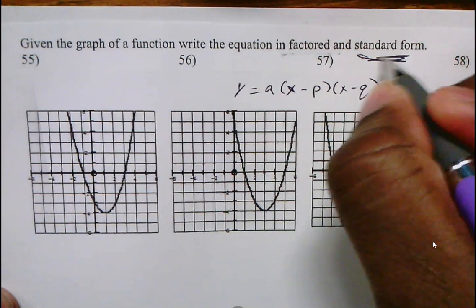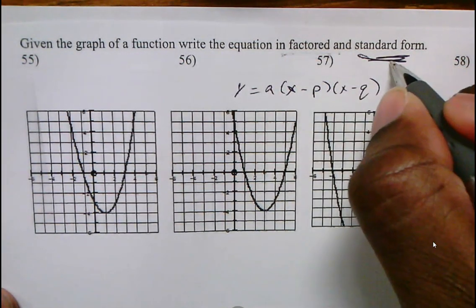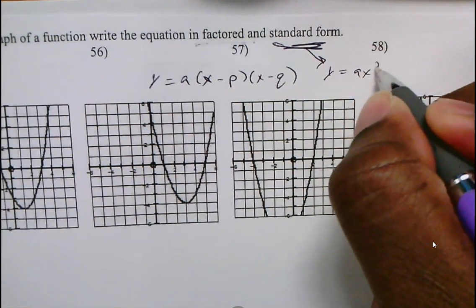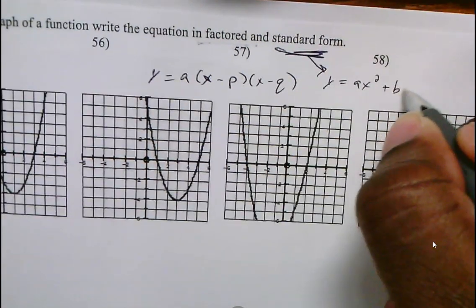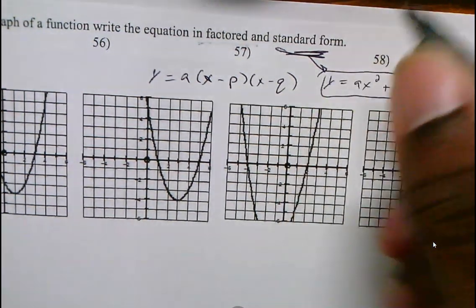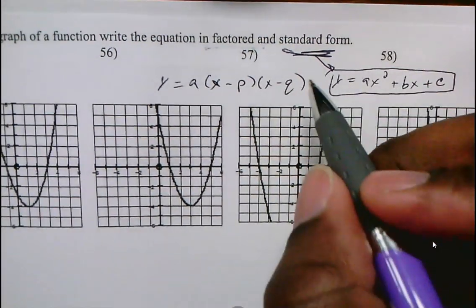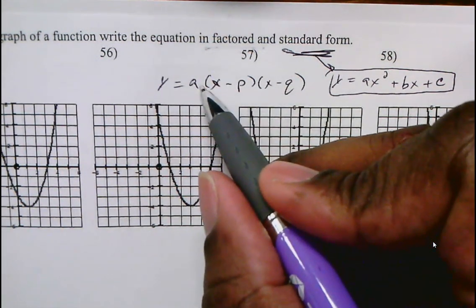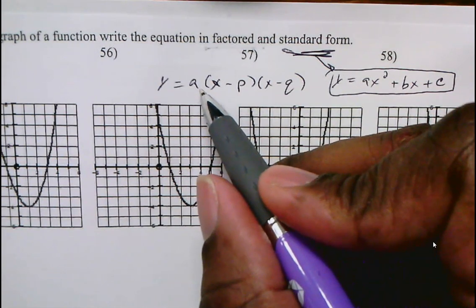Standard form is slightly different. Standard form is y equals ax squared plus bx plus c. We're going to write in that form too, but this video is mostly about writing in factored form, where you need to find the x-intercepts and the a value.